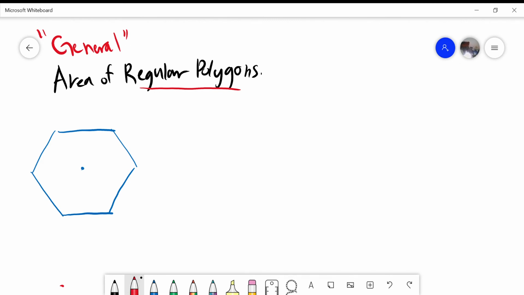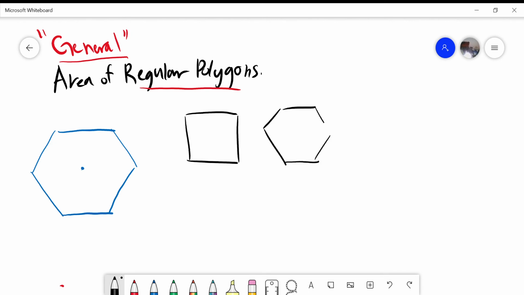The general formula for the area of regular polygons. So how do we do that? Well, let's first make some observations, right? So we're going to start with a square and then a hexagon, and then a pentagon. Okay, so we have a square, a hexagon, and a pentagon.